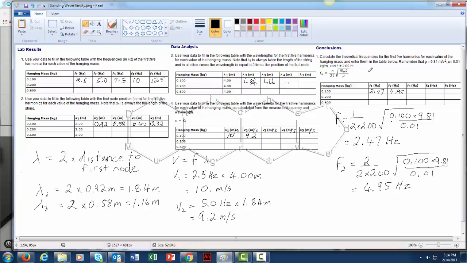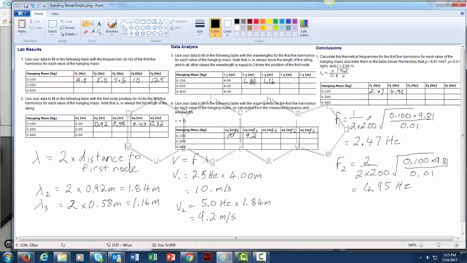The last part here involves calculating a theoretical frequency. These frequencies were found by experiment, but you can actually calculate the frequency that you expect to see as long as you've got enough information. The information we need is all given to us in the problem, and here's the equation that we're using. For the first part, you put in the mass, and the mass goes in here where the MW is. The G is 9.81, the mu is 0.01, and neither of those is going to change. You've got the N value, which matches whatever you've got next to the frequency, F1, F2, F3, F4, F5. That value N is what changes.